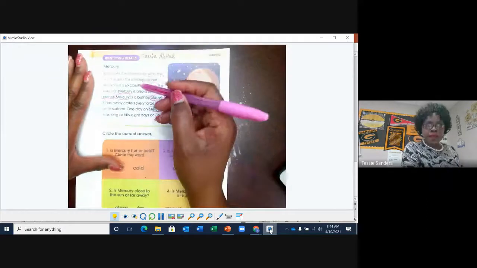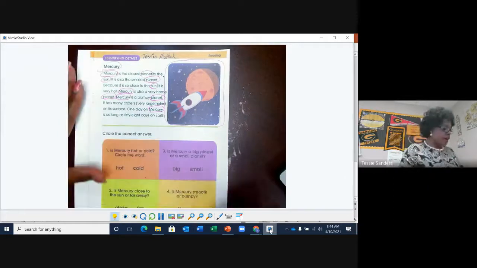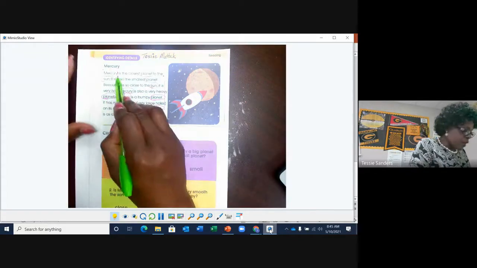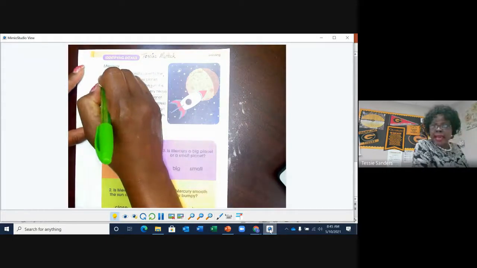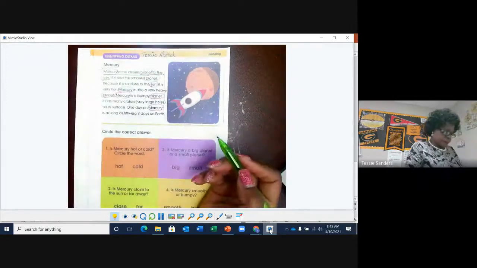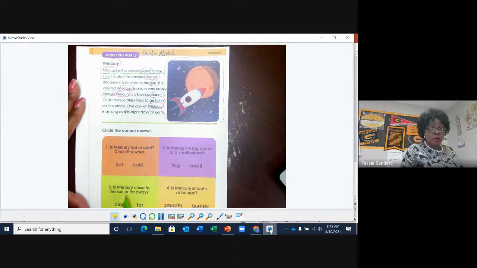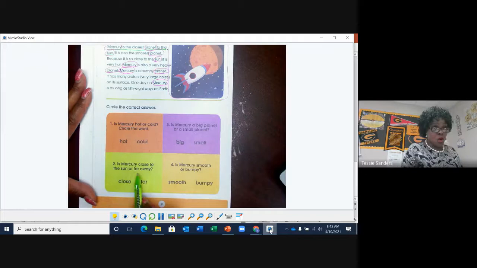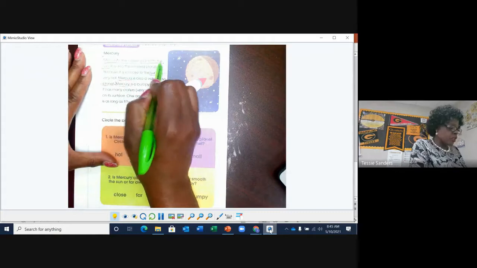Let's read the story. Follow along as I read aloud and think aloud. Change my pen color. Mercury is the closest planet to the sun. Underline that detail. Mercury is the closest planet to the sun. Is Mercury close to the sun or, take a look at this question, look at 2. Is Mercury close to the sun or far away? Mercury is the closest planet to the sun.